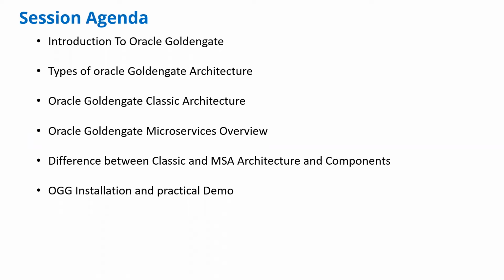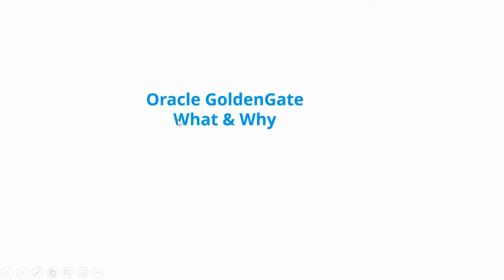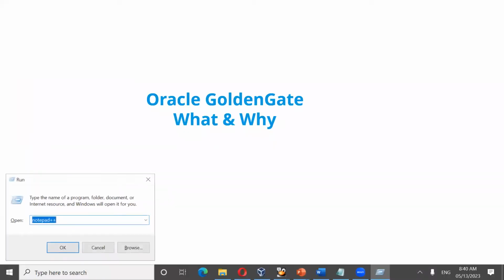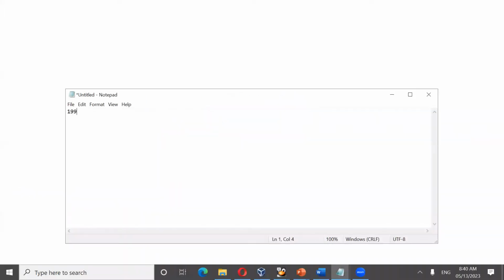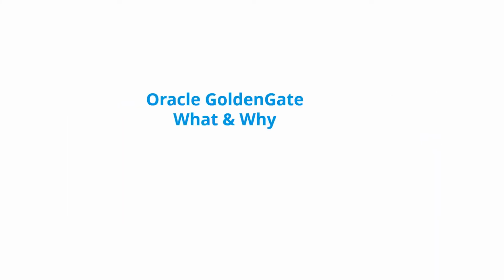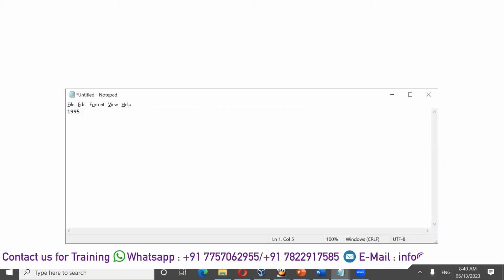So now we'll start. Oracle GoldenGate, first of all, what and why. Before I start, I'll give you a brief overview of GoldenGate. Basically, GoldenGate was founded in 1995 by two individuals. It was named after the famous San Francisco Golden Gate Bridge. In 1995, it was a standalone company. In 2009, Oracle overtook it, and since then it is known as Oracle GoldenGate.